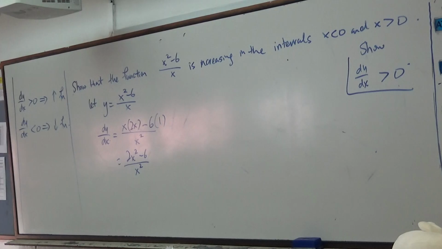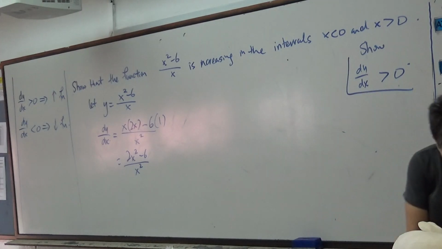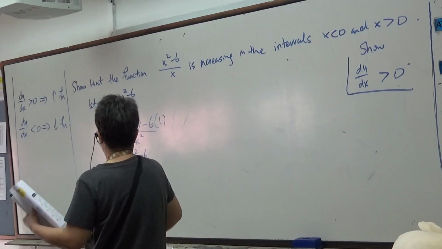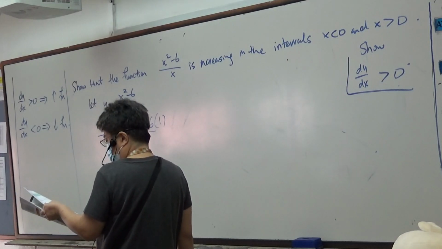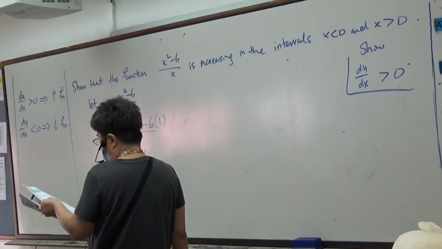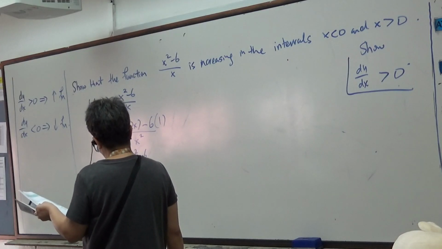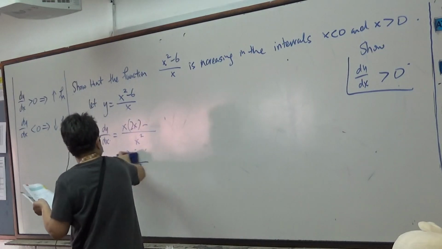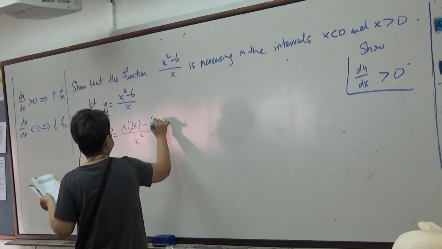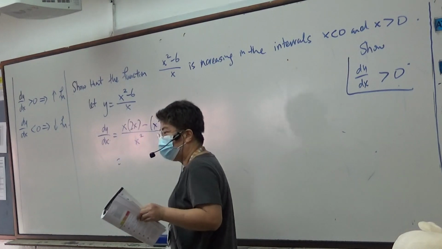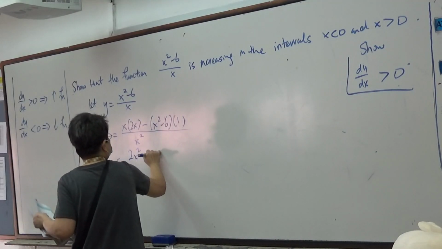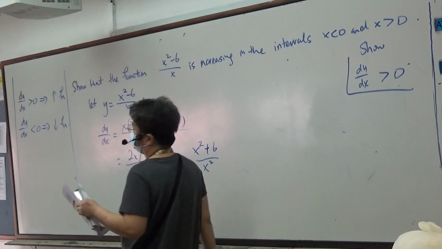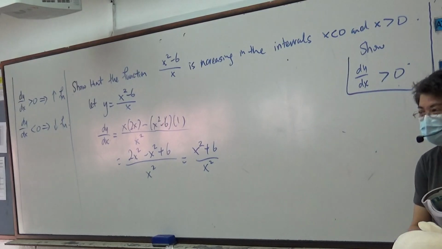Did I make a mistake? Wait, I fixed the bottom. Differentiate the top, correct? Sometimes too bad, it's not too bad. So fix the top, differentiate the bottom. My mistake, right? Okay, so it becomes 2x squared minus x squared plus 6 over x squared. So this one becomes x squared plus 6 over x squared. That is easier. Okay.